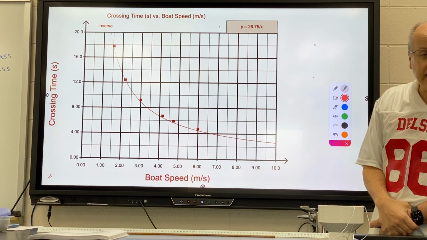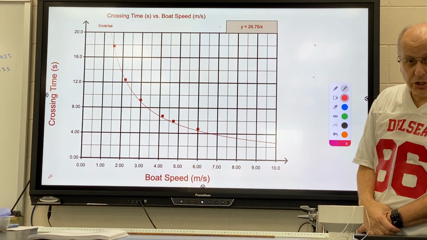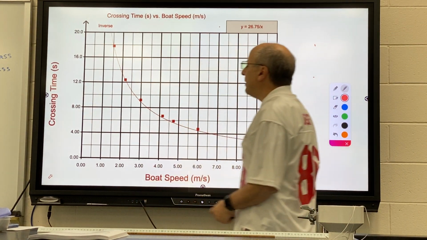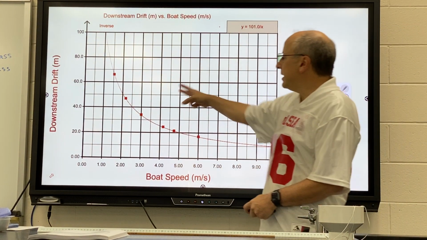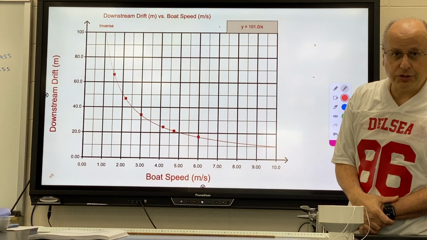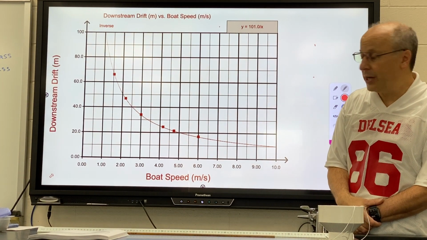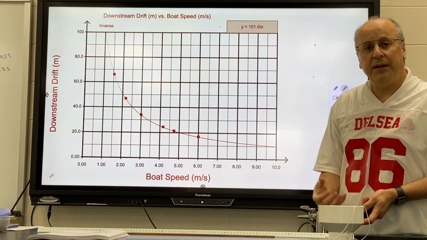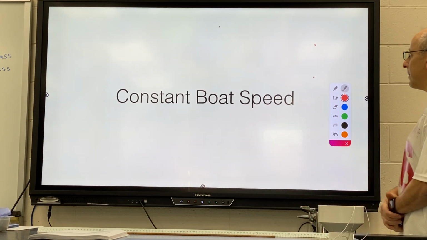When we plot these out, we find that we get an inverse relationship. So the faster we move the boat, the less time it takes to cross the river, and the less distance it will drift downstream. All right, so we have 2 inverse relationships. As boat speed goes up, crossing time and downstream drift both go down.